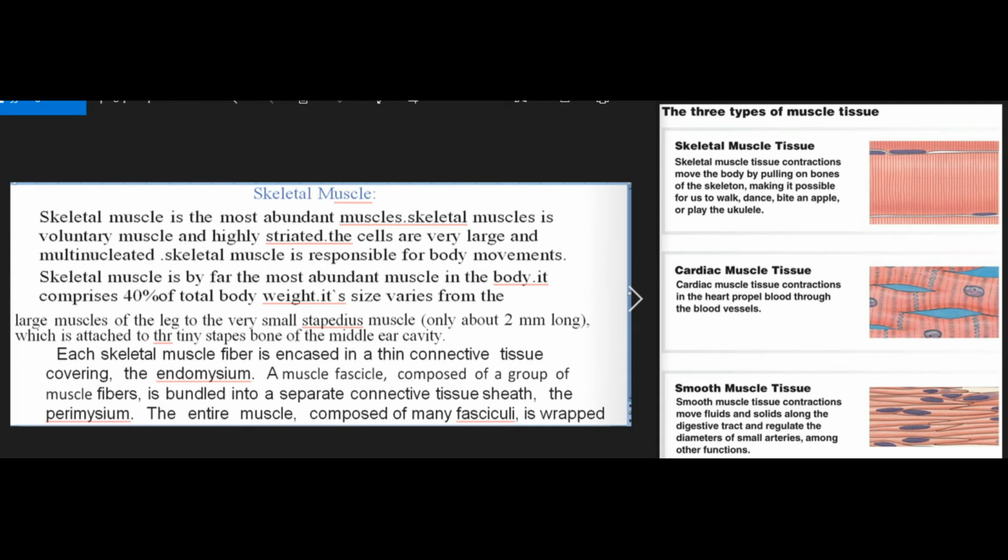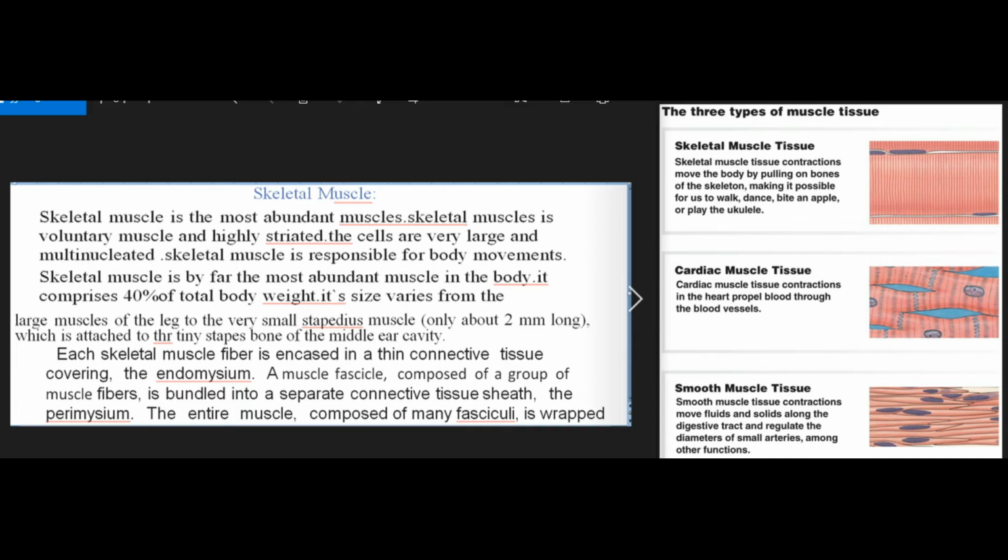Skeletal muscle is the most abundant muscle. Skeletal muscle is voluntary muscle and highly striated. The cells are very large and multinucleated. Skeletal muscle is responsible for body movements. Skeletal muscle is by far the most abundant muscle in the body. It comprises 40% of total body weight.